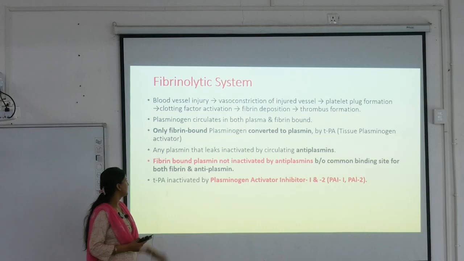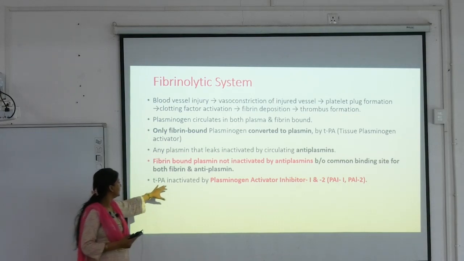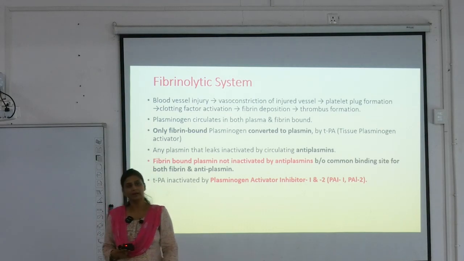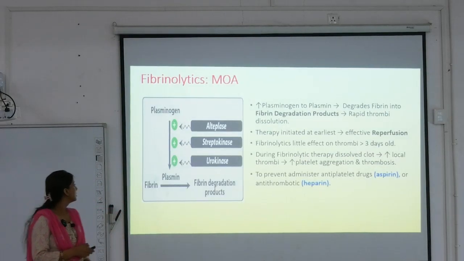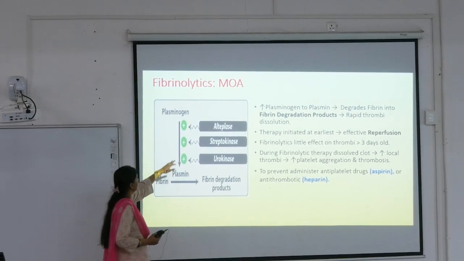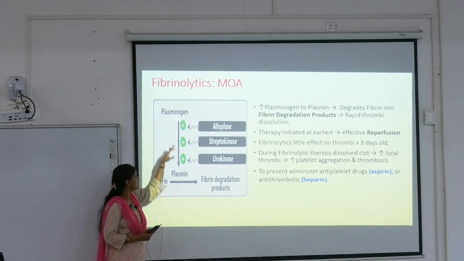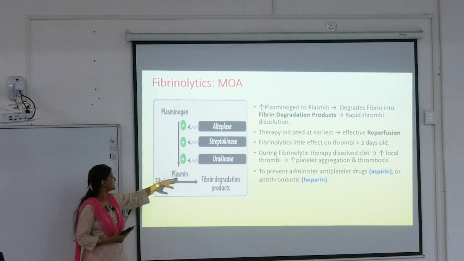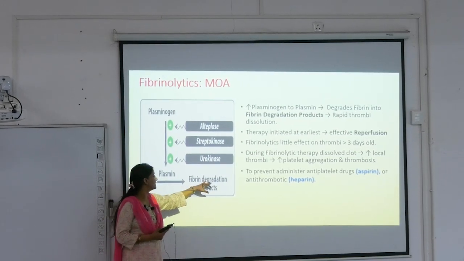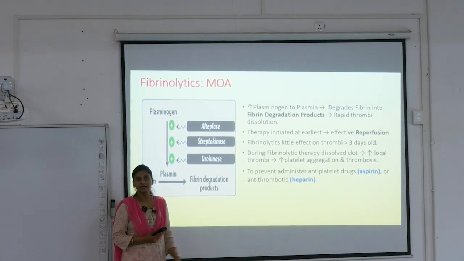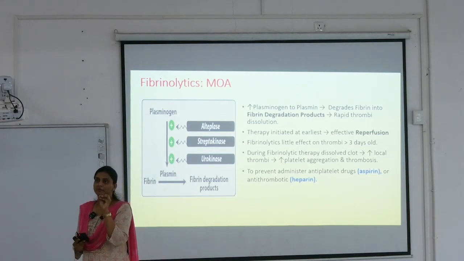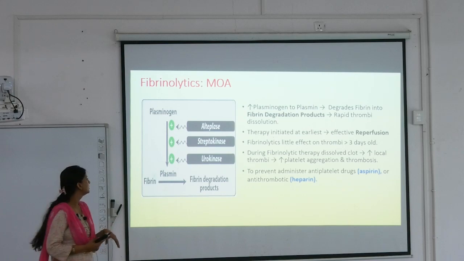Tissue plasminogen activator is inactivated by the plasminogen activator inhibitors 1 and 2. See, these are the drugs which cause the conversion of plasminogen to plasmin. Plasmin now helps the breakdown of fibrin to fibrin degradation products. As a result of which, what will happen? The thrombus that is formed will break down.